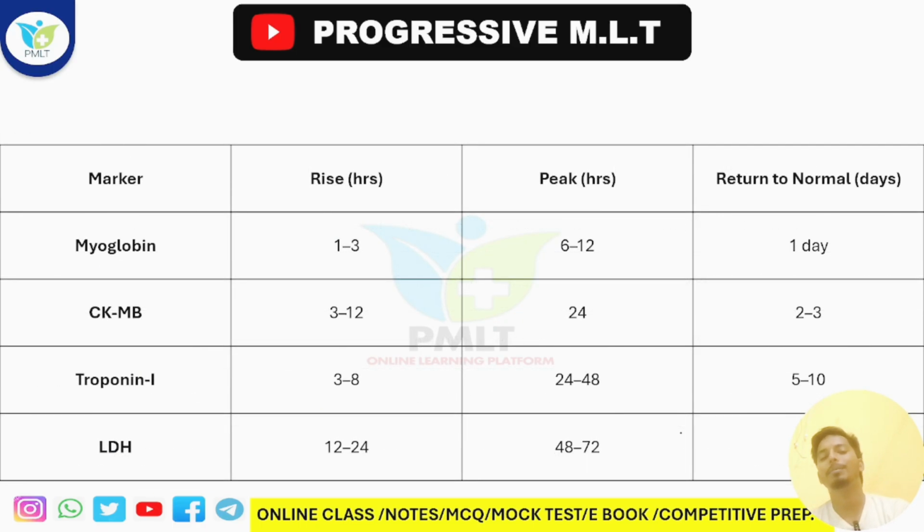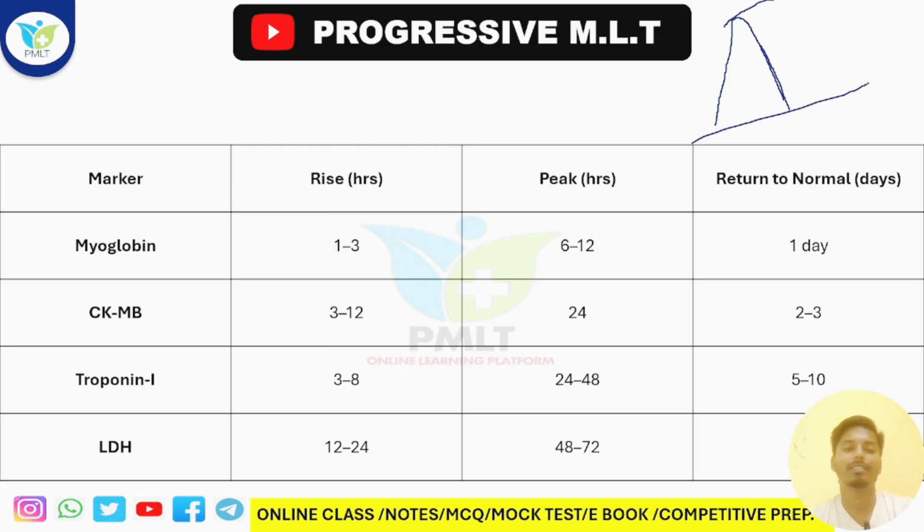Now it's high time to discuss the rise levels, the peak levels, and the return levels. On the left side, we define the marker. Rise level means when the disease is happening, they start to rise. Peak level means they reach their peak state, and return level means they come back to the normal level.